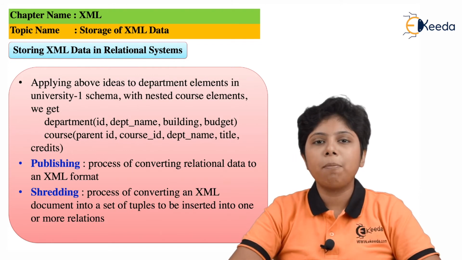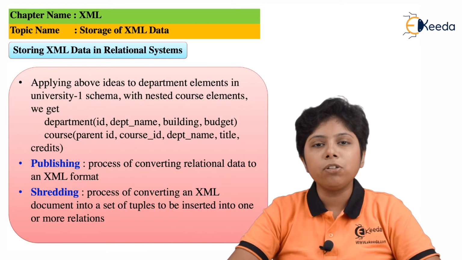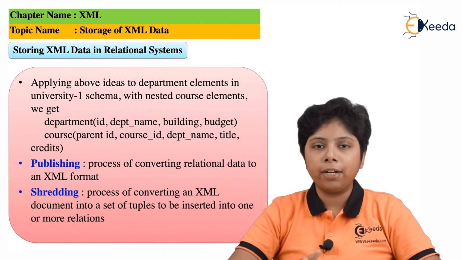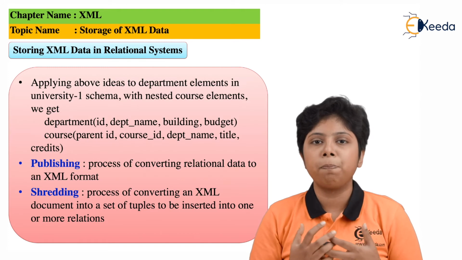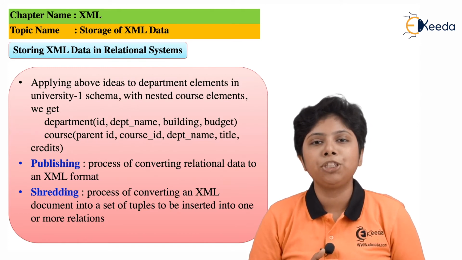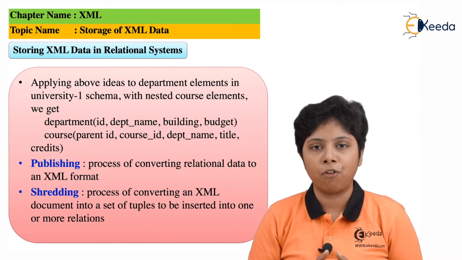Now that we know about mapping the relational data into XML data and converting it back, we need to know about publishing and shredding. What do you mean by publishing? There is some way that we need to get our documents or our database published on the web. And we cannot publish on the web in a relational form. We need to publish it in an XML data format.